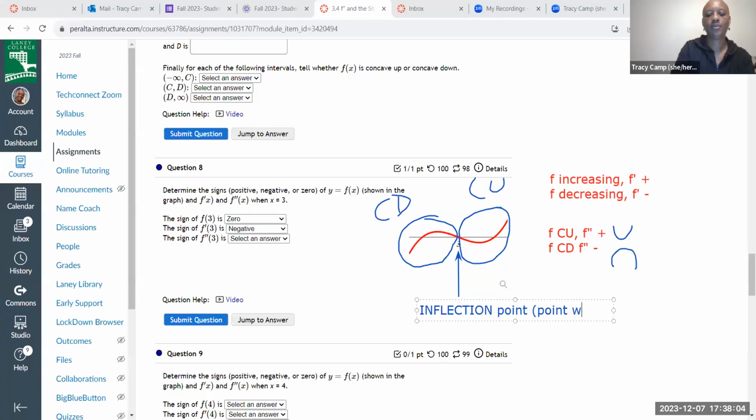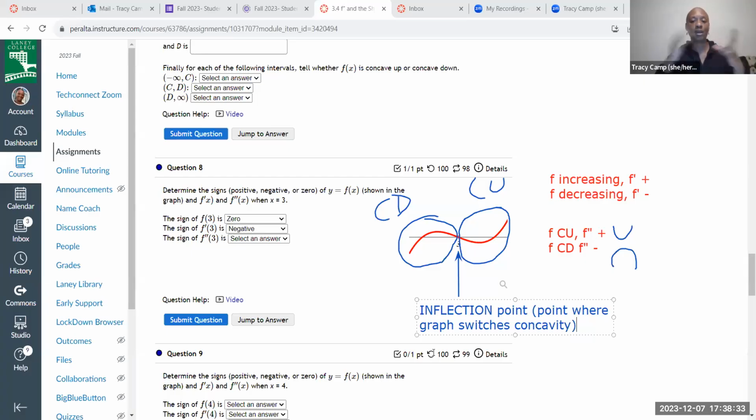That's the point where the graph switches concavity. So because you have that switch, kind of like with the previous problem where the graph switched from decreasing to increasing, and at that point where it switched, f prime was 0. So same thing with concavity, but for f double prime.